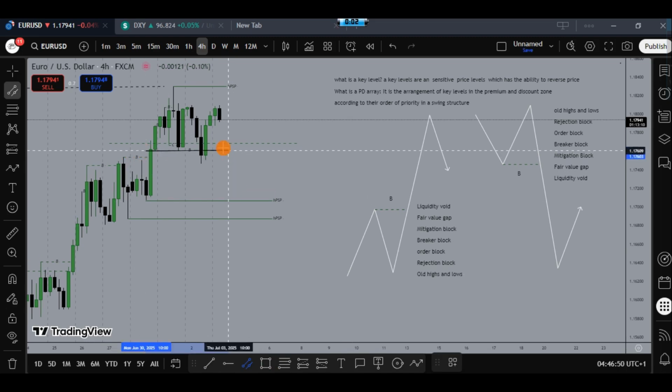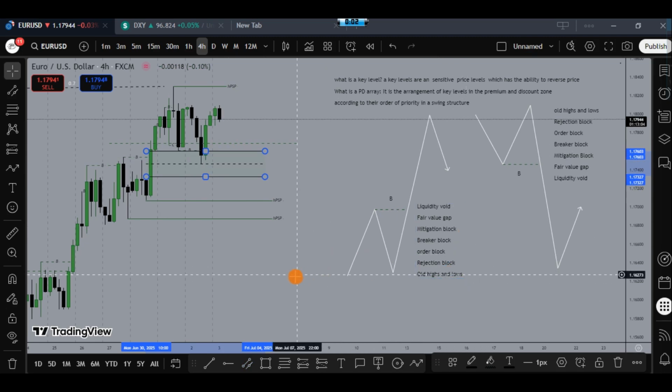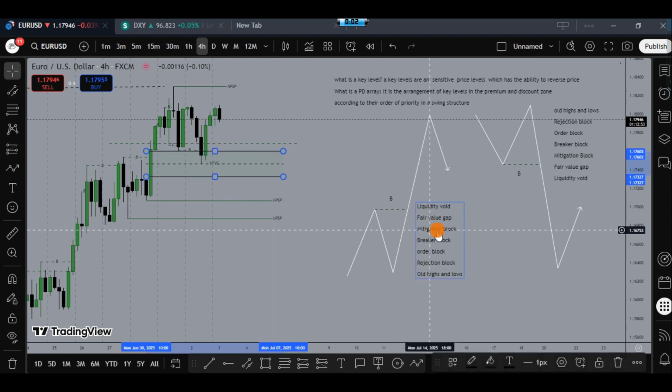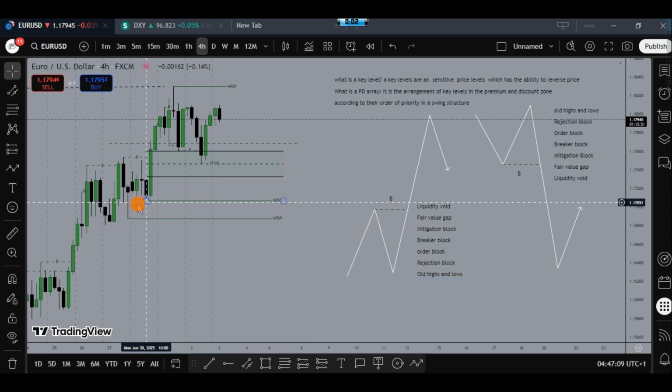Now this is a fair value gap. Don't worry, I will still teach you how to mark fair value gap, but not in this video. If I explain everything one after the other, this video might reach 30 minutes, which is not good. So this is fair value gap. This is fair value gap. Then do we have a mitigation block? Yes, I have a mitigation block. Don't worry, I'll show you how to mark mitigation block in my next video.